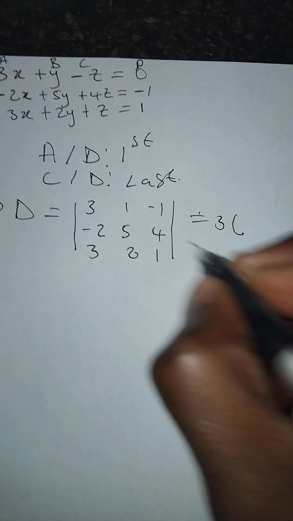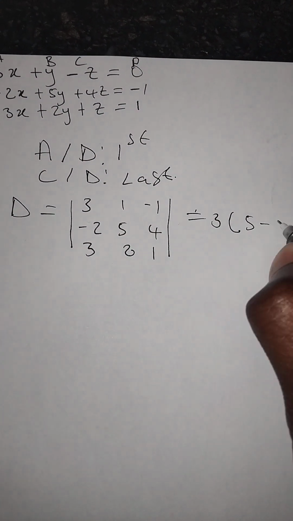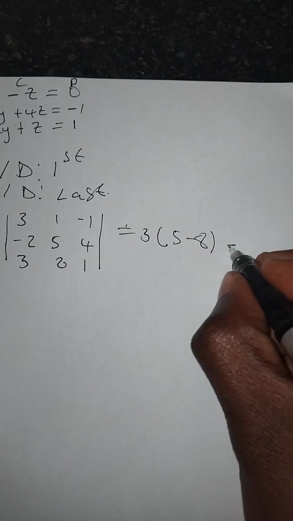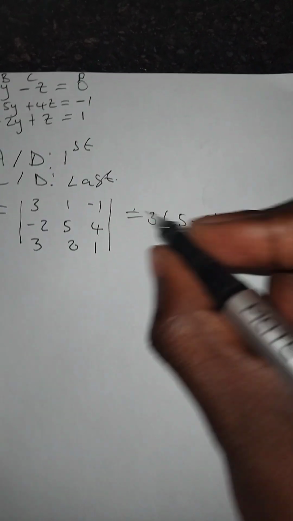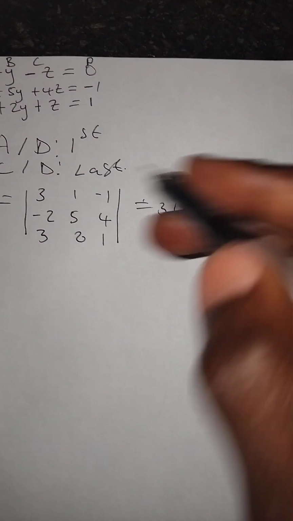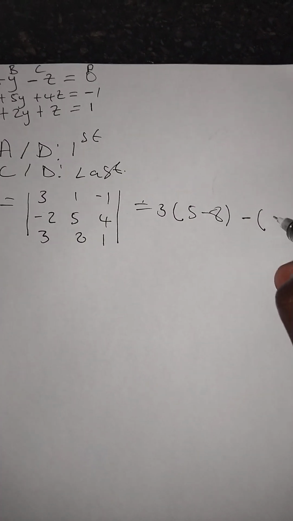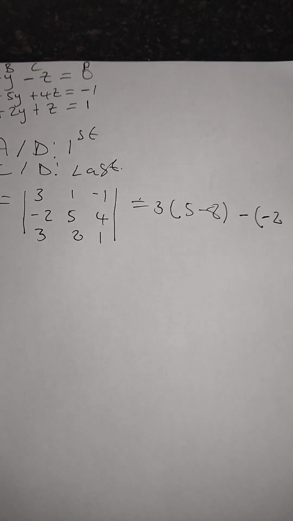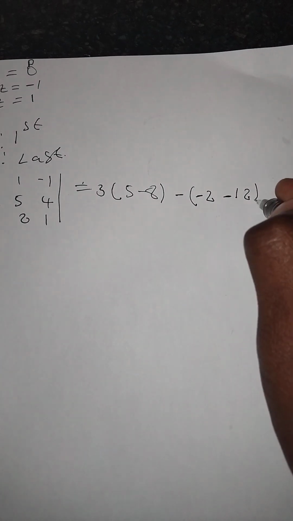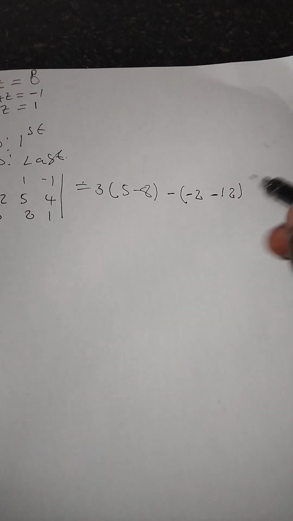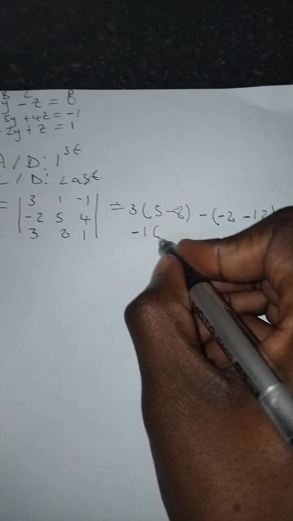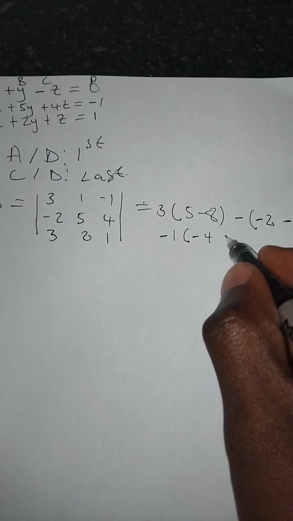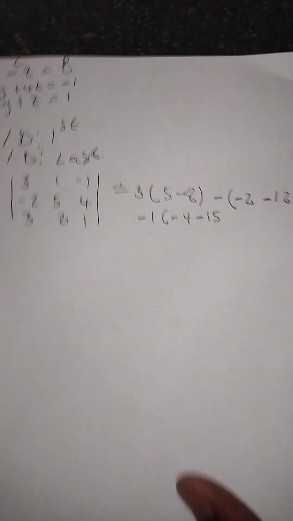So it's going to be 3 multiplied by 5 by 1, that is 5, then minus 8, then minus 1, so this one, then we cancel that, so we remain with minus 2 by 1, that is minus 2, then minus 12, just like that, then minus 1, and minus 1 by minus 4, minus 50, just like that.